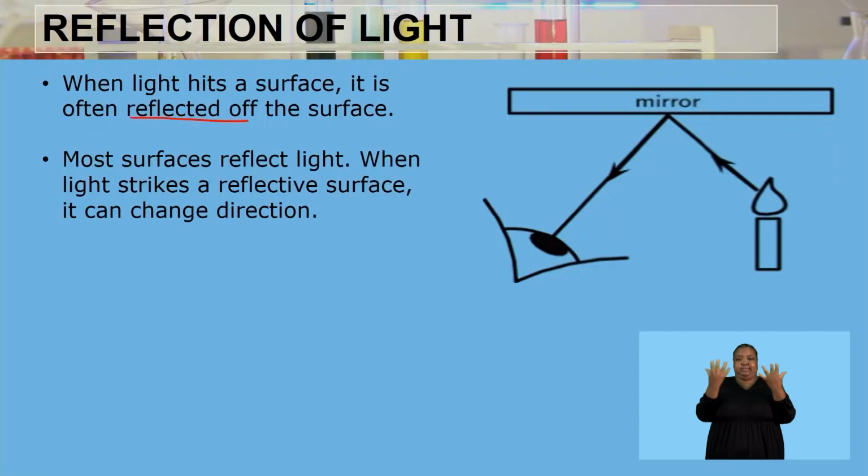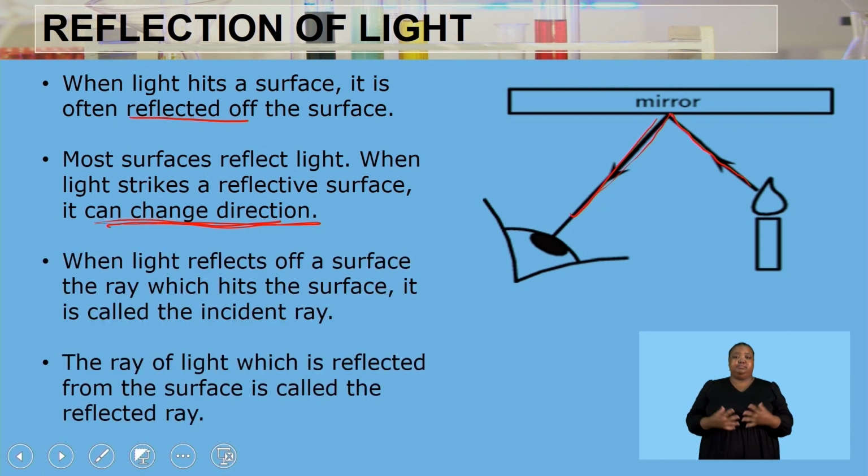Most surfaces reflect light, and when light strikes a reflective surface, it can change direction, as we can see from the picture. The light coming from the source, being the candle in this case, the luminous object, because it is giving off light, was going in a certain direction, and then when it strikes the surface, it changed direction. The direction of this light ray did change.